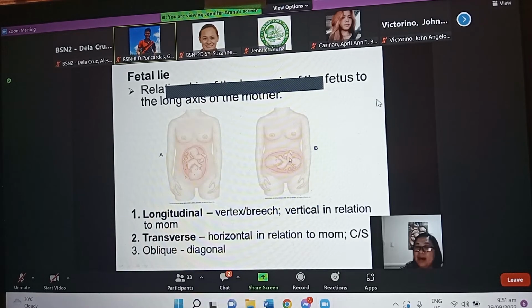And if the baby is diagonal, in this form, that is what we call the oblique lie. It also makes vaginal delivery difficult.